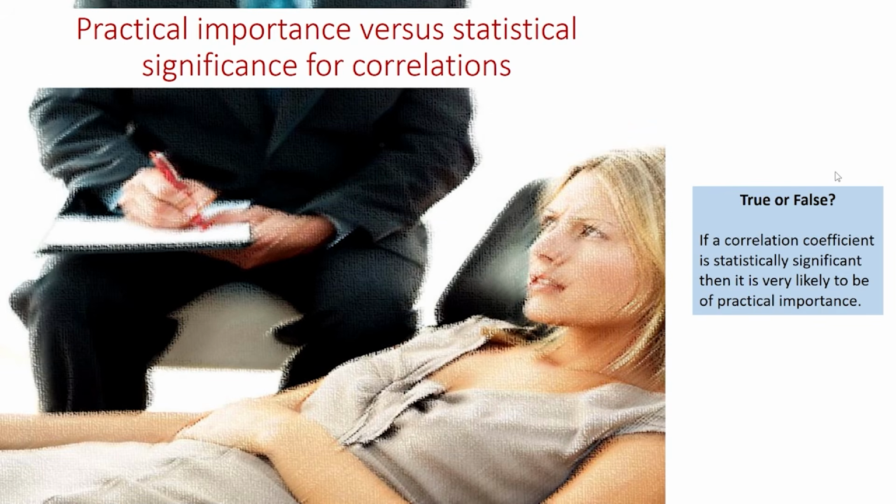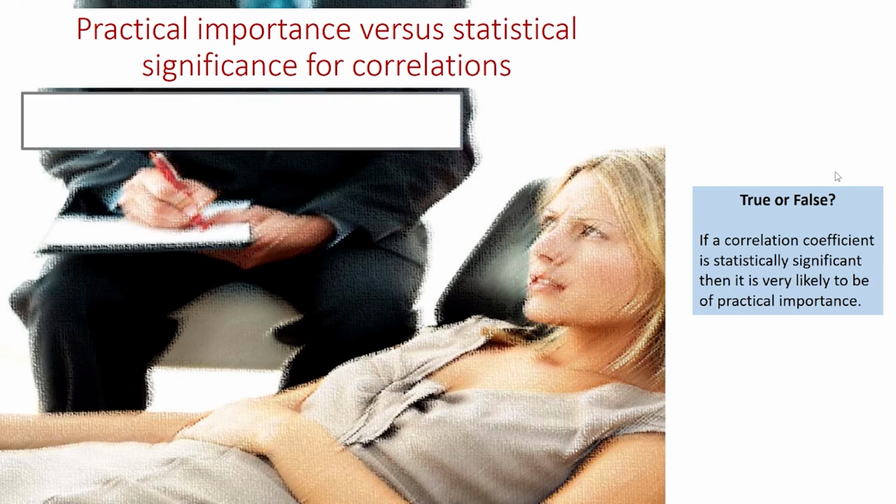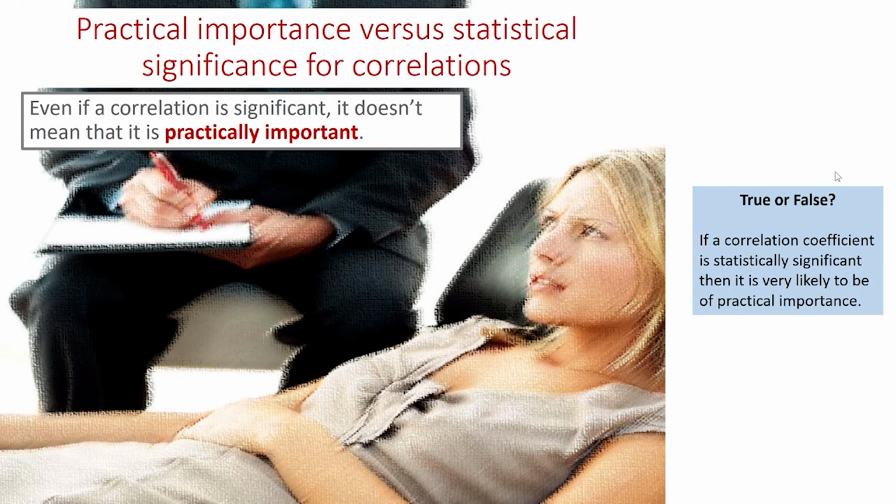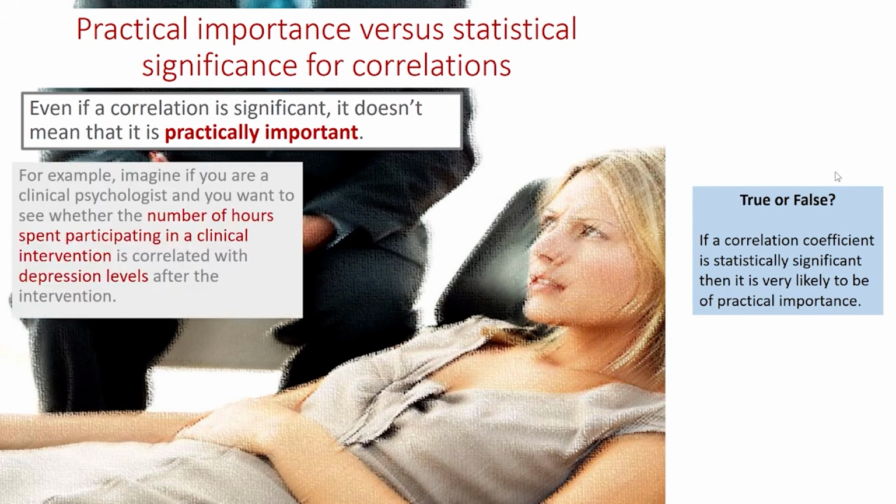Right, let's now talk about practical importance as opposed to statistical significance for correlations. So, just because a correlation turns out as statistically significant doesn't mean that it's necessarily practically important. Okay, and here's a little example for you. You're a clinical psychologist and you want to see whether the number of hours spent participating in some clinical intervention is correlated with depression levels after that intervention. So presumably this is an intervention to reduce depression.